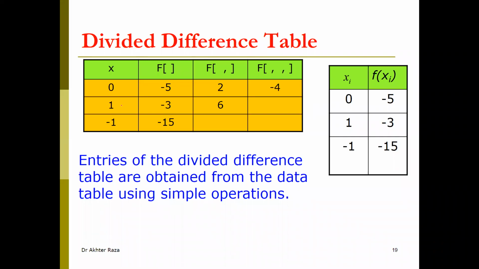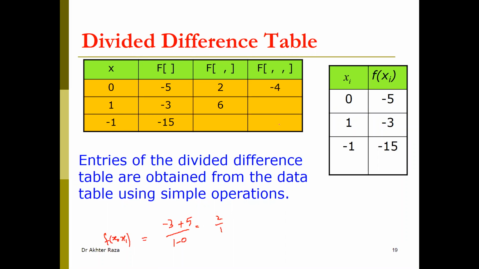Minus 5. Minus 5 can be obtained by minus 3 and minus 5, divided by 1 minus 0. Minus 3 minus minus 5, so this will be plus 5. So this is equal to 2 upon 1. So that is why we have 2 here. And this is represented by f[x0, x1].